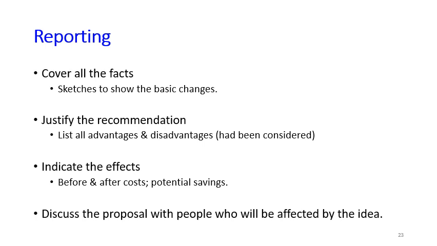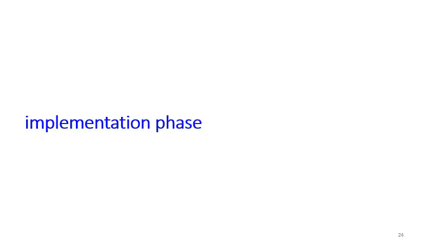The design team also needs to say what the effects are for the company. For example, before and after cost, what the potential saving is for each unit of the product, and so on. And then finally, the design team needs to discuss the proposal with all people who will be affected by the idea. For example, the people in production planning, people in the production line who will actually produce the product that is proposed. The final step after the solution is accepted is implementing the solution. So that's the end of the value engineering approach.